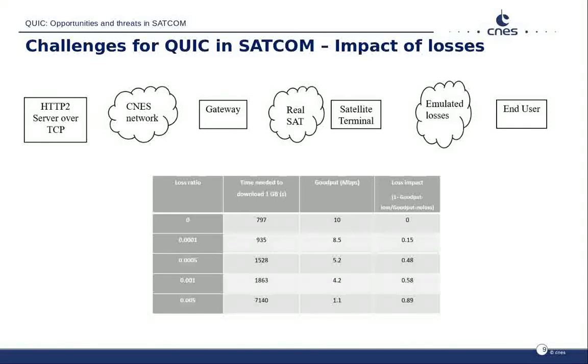Here we have an end user connected to an HTTP server. This is done in our lab using a real satellite. And what we can see is that when we lose, for example, in the third line of the table here, 5 packets over 1,000, the goodput is halved.